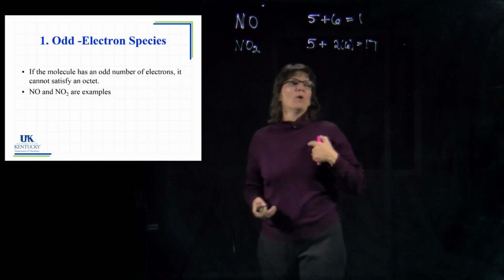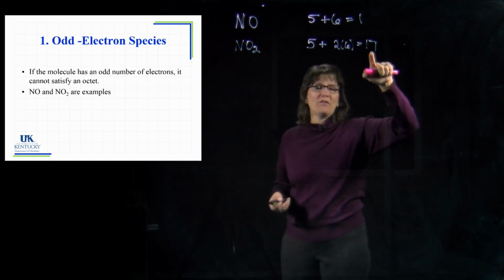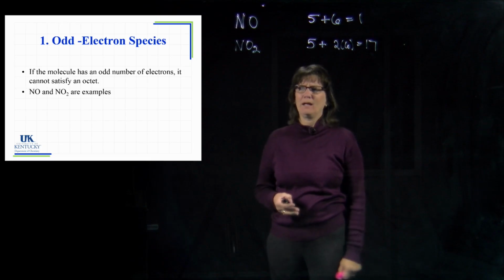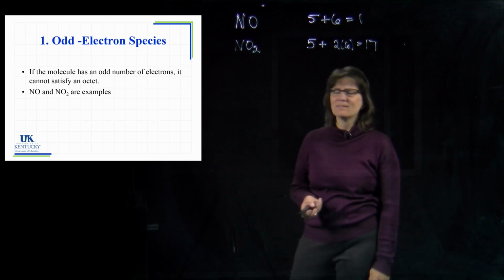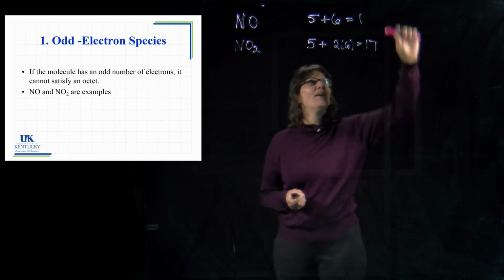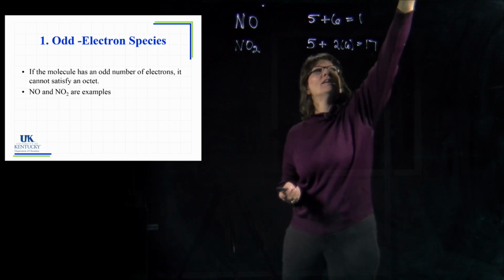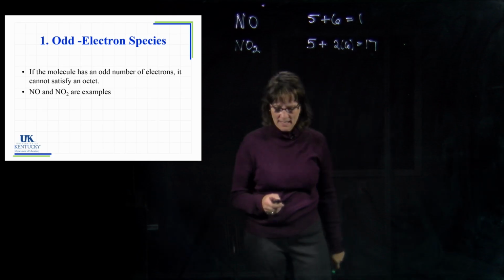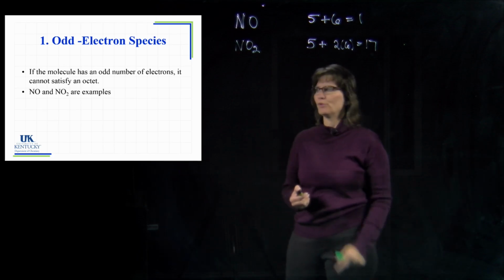So what I typically do, if I come up with an odd number, I stop and ask, was I supposed to be doing this for an ion? Does it have a negative charge? And be looking for that. But if it doesn't have that, and it really does have an odd number of electrons, then I have to worry about how to give that the right Lewis structure.